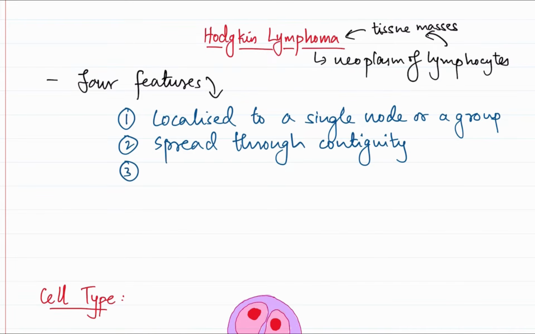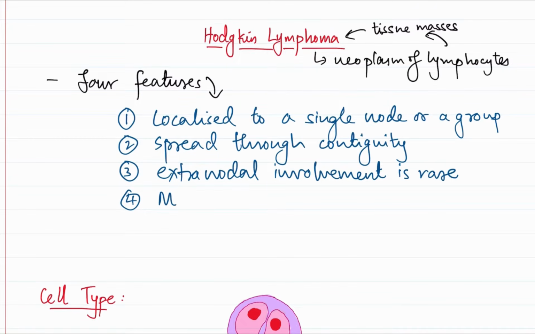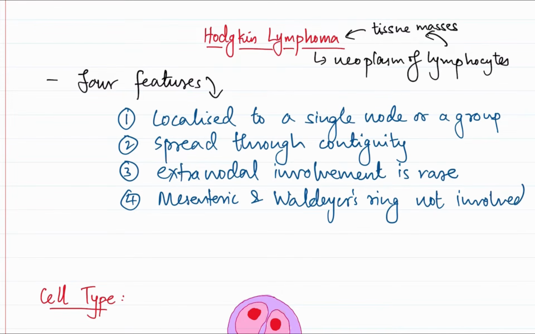Then the third feature is that extranodal involvement is usually rare. It is usually seen in stage 4 of the disease. We'll be discussing staging of Hodgkin's lymphoma in the end, compared to non-Hodgkin's lymphoma where extranodal involvement is really common. And finally, the mesenteric group of lymph nodes and the Waldeyer's ring. These two groups of lymphoid tissue are rarely involved. Not involved is not the correct statement; they are rarely involved. That's how we differentiate Hodgkin's lymphoma from non-Hodgkin's lymphoma.